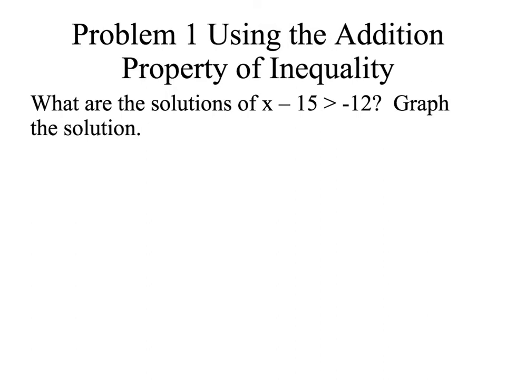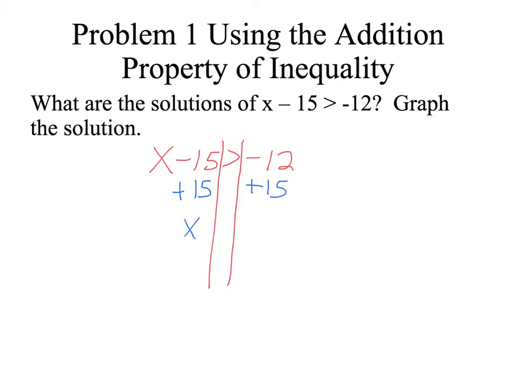Okay, problem 1, using the addition property. It asks what are the solutions of x minus 15 is greater than negative 12, and then graph the solution. It's the same thing. Just bring down the inequality symbol. So if we have x minus 15, we want to add 15 to both sides, and we're going to have x is greater than negative 12 plus 15, which is 3.